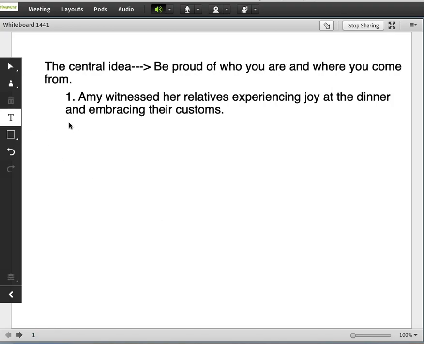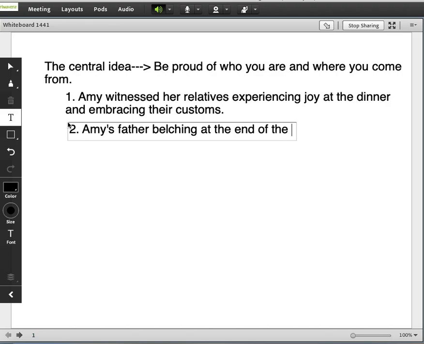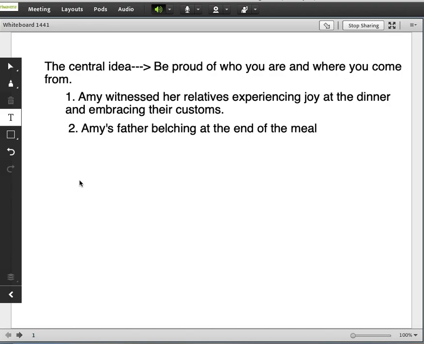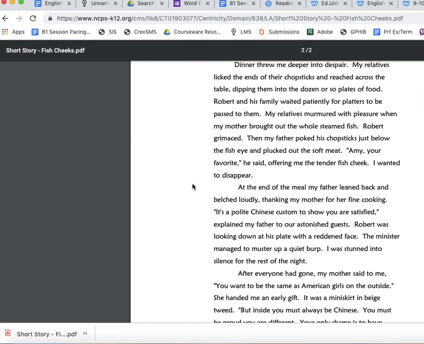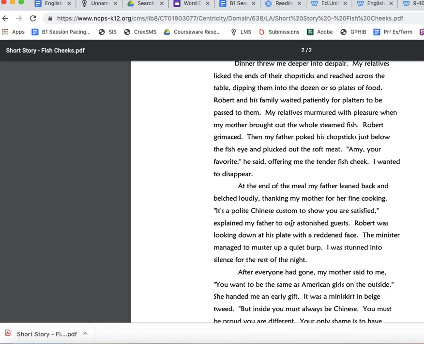The second one is Amy's father belching. Can you imagine being at a dinner where that happened? Because it's not an American custom, right? So if we're sitting at a dinner and that happens, we'd kind of all be surprised. And you can see here, "my father explained to our astonished guests, it's a polite Chinese custom to show you are satisfied."